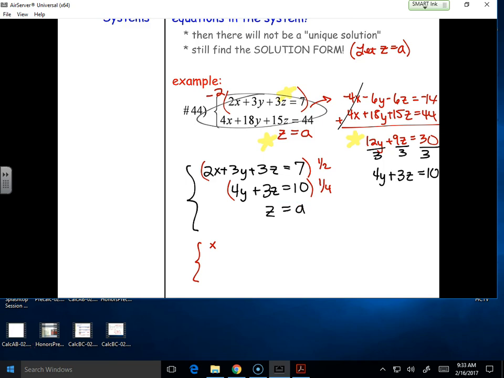Let's see, multiply by 1/2. We have x plus. Ricky is saying like, ew, this is going to be kind of gross for these odd numbers, and he's right. They're not pretty. But it'll work. Then we multiply the next one by 1/4. So we get 1y plus 3/4 z equals 10/4. Is that 5/2?